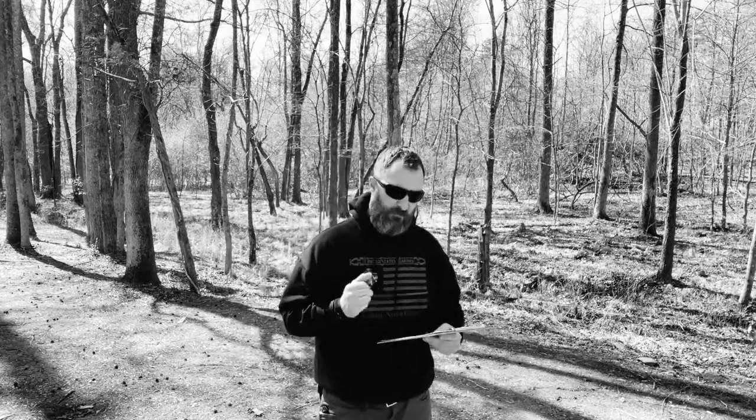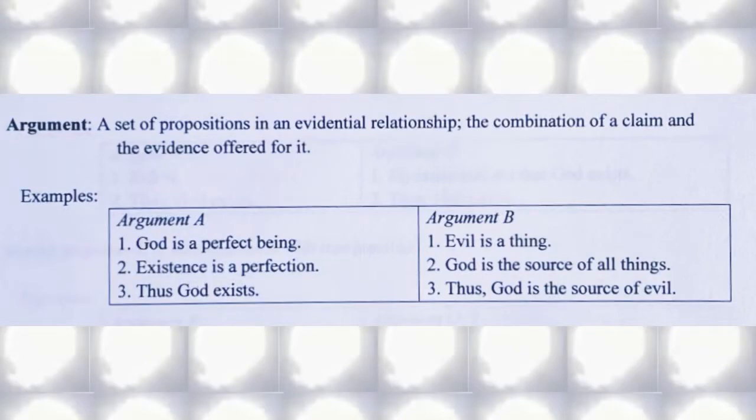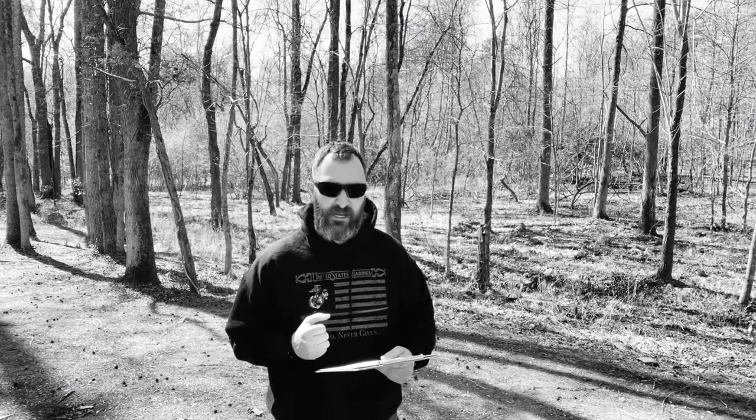When you have a set of propositions in an evidential relationship, that's an argument. Let's turn to argument B. 1, evil is a thing. 2, God is the source of all things. 3, thus God is the source of evil. So here we have propositions in 1 and 2, and they're functioning as evidence for 3. And whenever you have a set of propositions where some are functioning as evidence for another claim or another proposition, you have an argument. So an argument's a set of propositions in an evidential relationship.